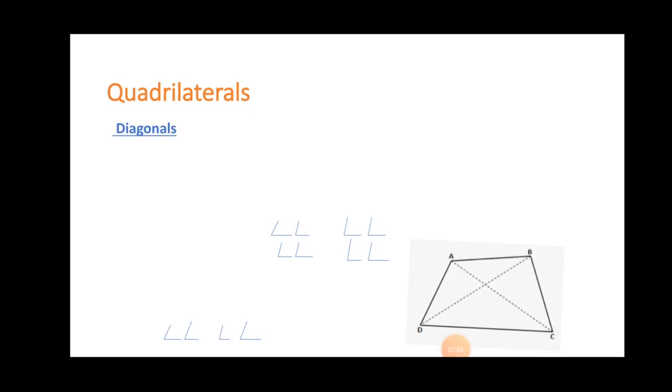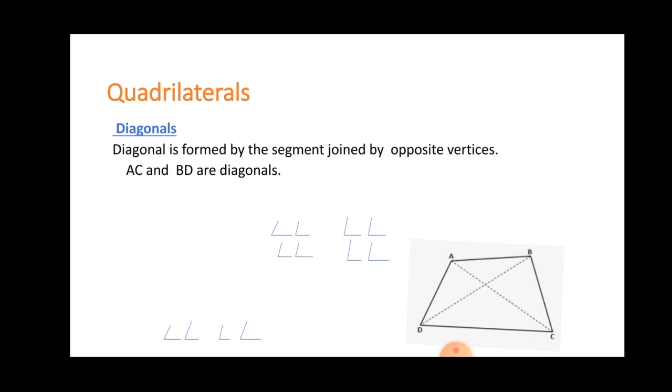Now if I talk about the diagonals of this quadrilateral ABCD, look at this figure. The diagonal is formed by the segment joining opposite vertices. So children, the two diagonals are diagonal AC and diagonal BD. They are formed by joining the two opposite vertices with a line segment. You can see here vertex A is joined with vertex C with a line segment. So we got a diagonal AC and the second diagonal BD by joining the other two opposite vertices, that is vertex B with vertex D, with a line segment.